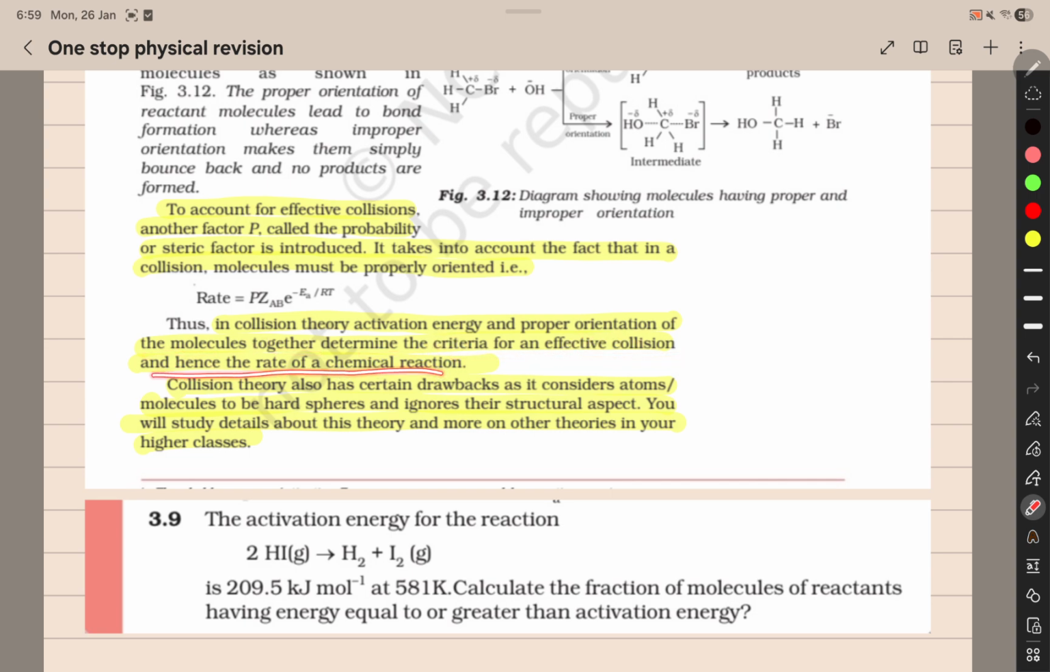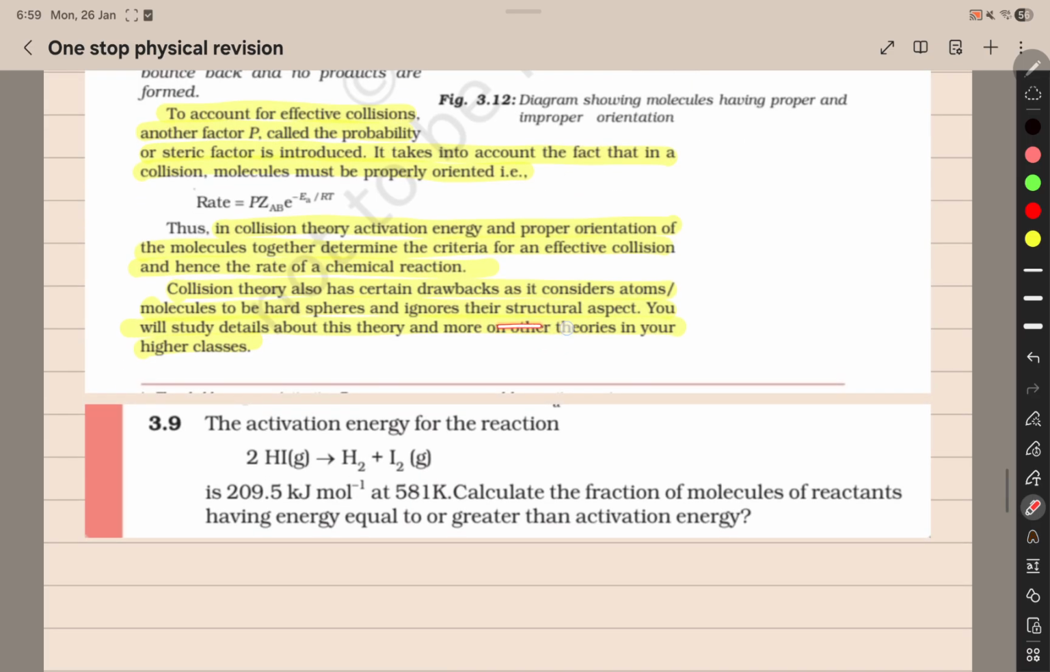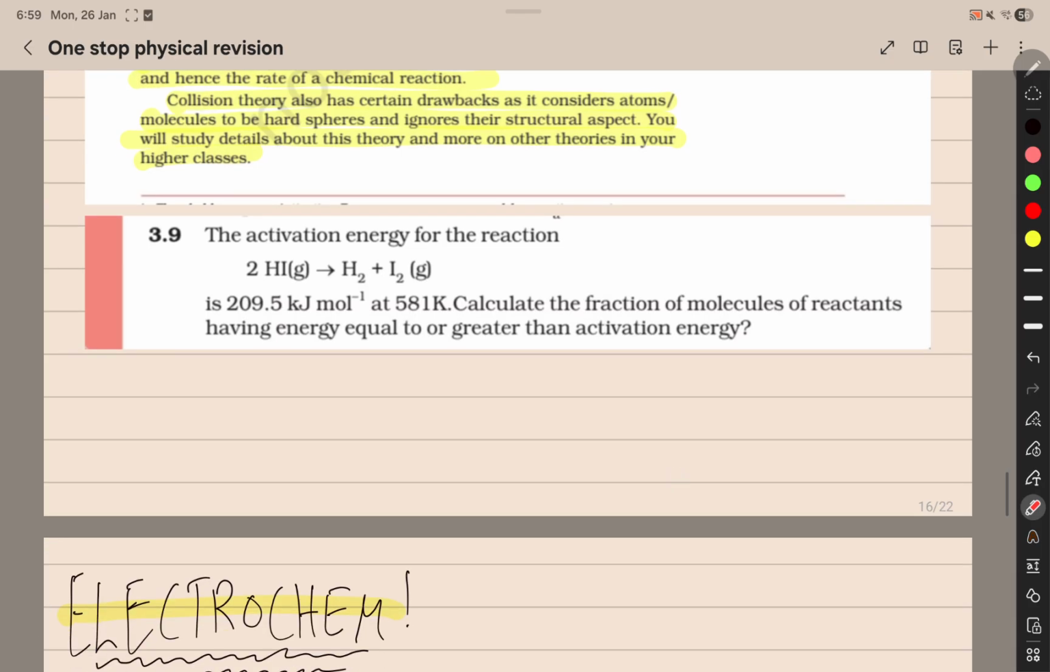and hence the rate of a chemical reaction. Collision theory also has certain drawbacks. They are assumed to be hard spheres and ignore the structural aspect. So that is fine, it's just telling us. Here you just calculate e power minus Ea by RT in this question, and you're done.